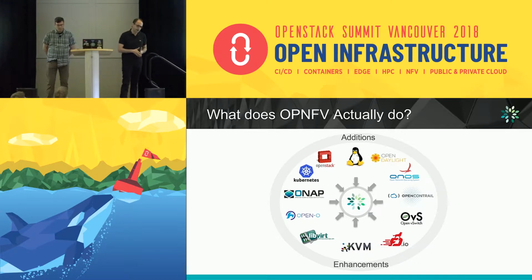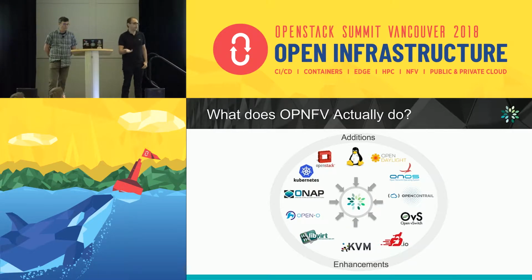And over the years, I think this was our 6th release. Yeah, we made 6 releases, and as part of our latest release, Fraser, we had more than 50 different combinations, which is basically, we had OpenStack or Kubernetes, we had Open Daylight, Open Contrail or ONOS, we had OVS or FD.io.